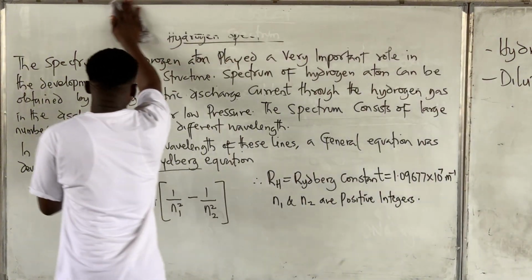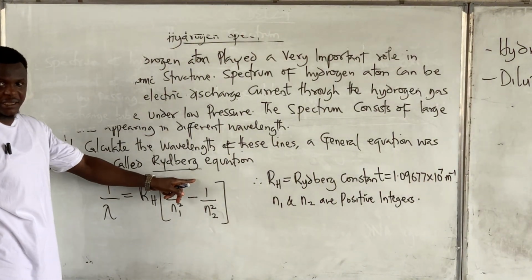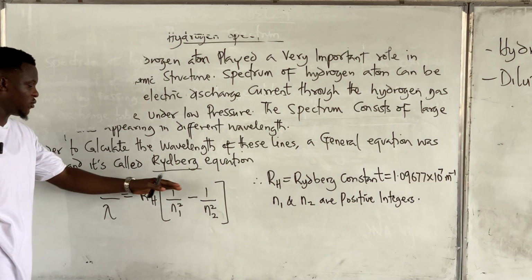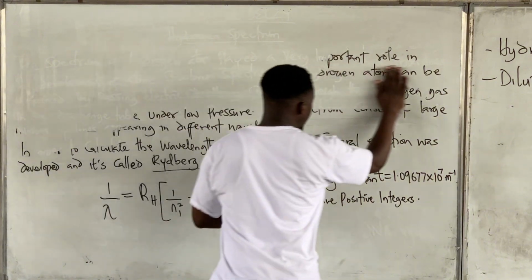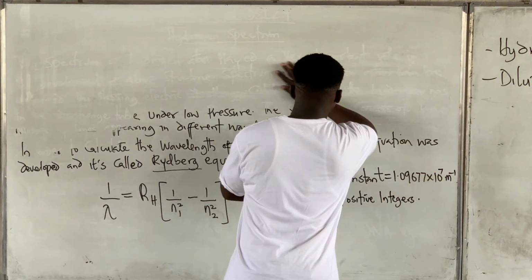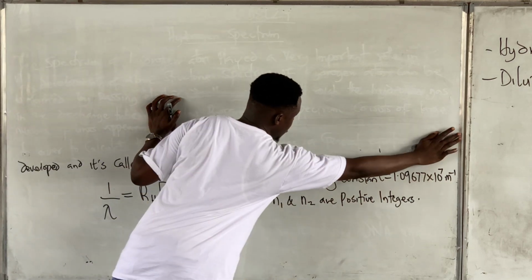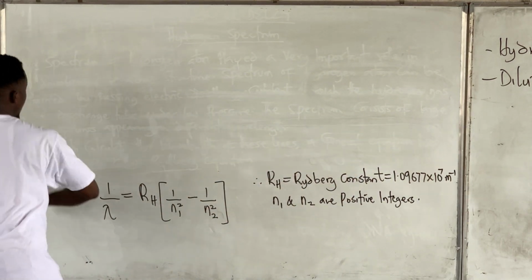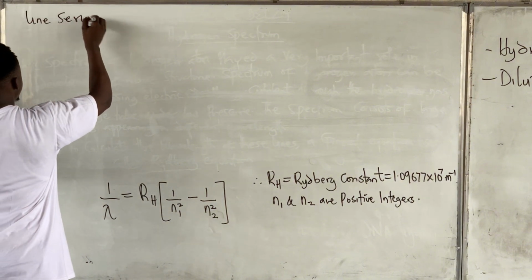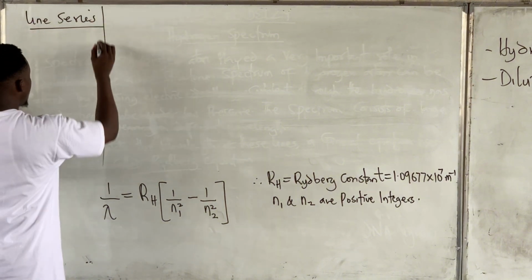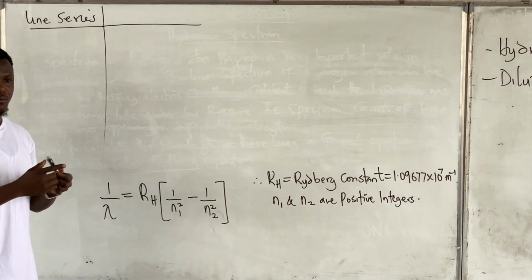Different persons jumped on this particular calculation. This calculation was developed by Rydberg, but different scientists modified this formula. So let's look at that. Please look up: line series. A lot of scientists came up with their series formulas.